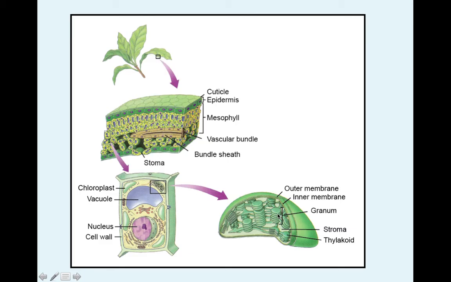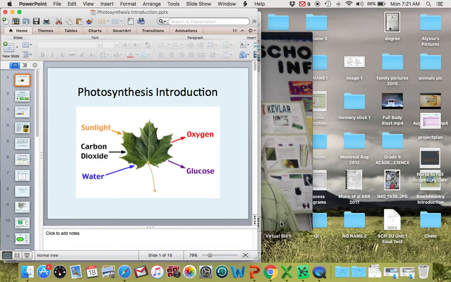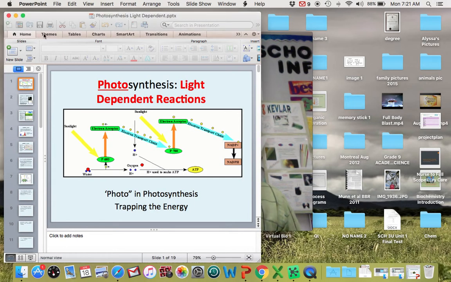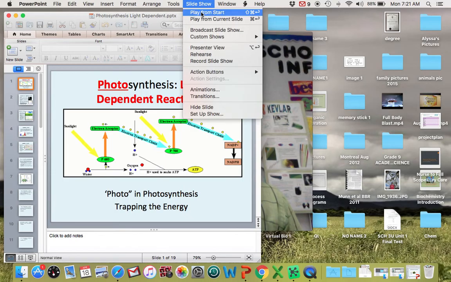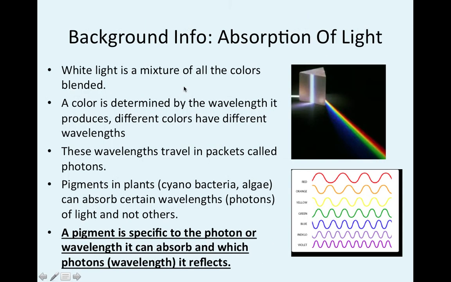Here's a single cell, and then here's the chloroplast that we're looking at. Okay, so there's just a good video that you can watch. Now, the second part that I'd like to go through, it's not going to be very long. It's just a little bit shorter. And we're going to talk specifically about the light-dependent reaction, so the photo part of photosynthesis.